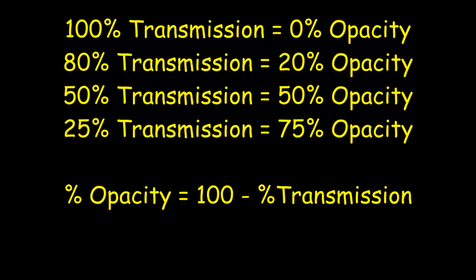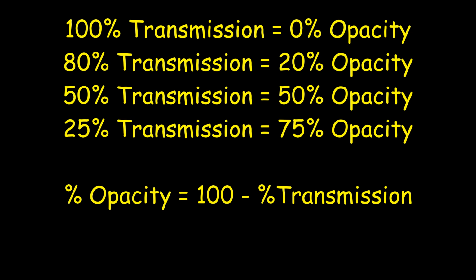Percent transmission can be used to determine opacity. If you have 100% light transmission, you have 0% opacity. If you have 80% transmission, you have 20% opacity. To calculate opacity, you take your light transmission and you subtract it from 100. So it's 100 minus 80% light transmission equals 20% opacity.